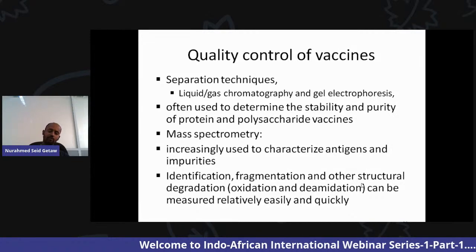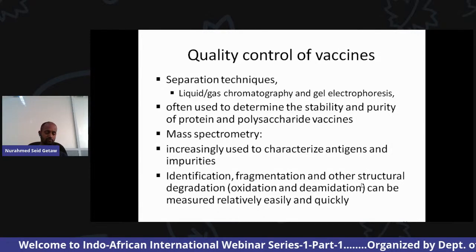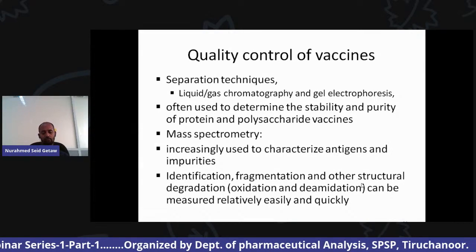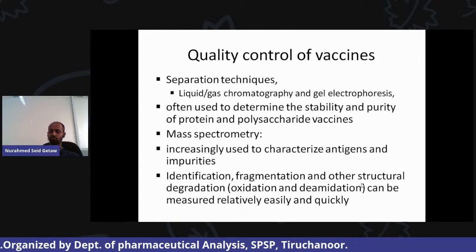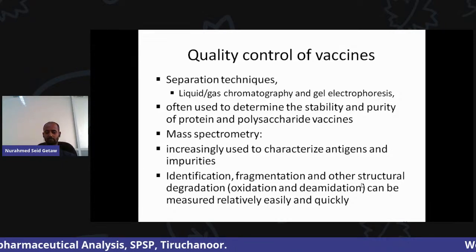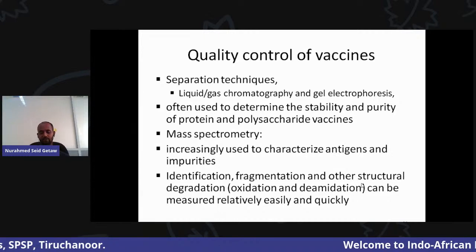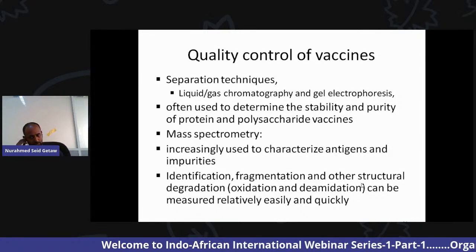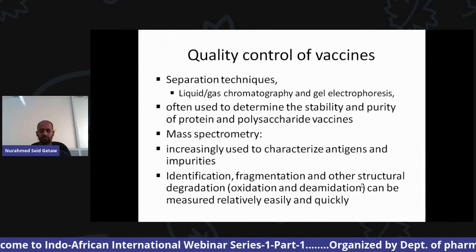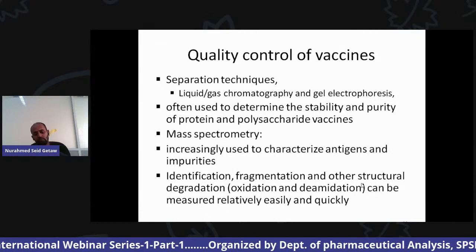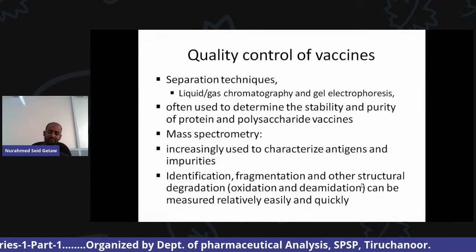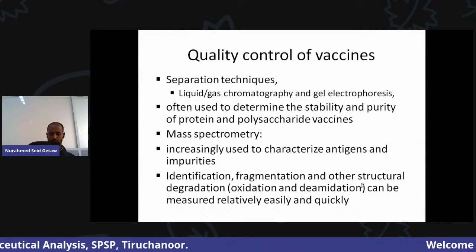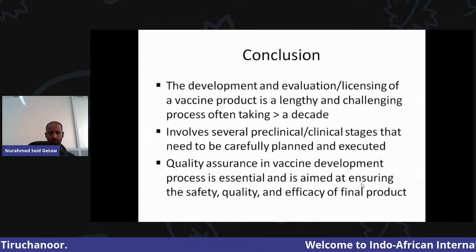The other method available is mass spectrometry. Currently its use is seeing some astonishing rise, and it's used to characterize antigens and impurities. And identification, fragmentation, and other structural degradations, which are peculiar to mass spectrometry, are the applications. Using MS, we can see things different from other analytical techniques. So this is one huge achievement.